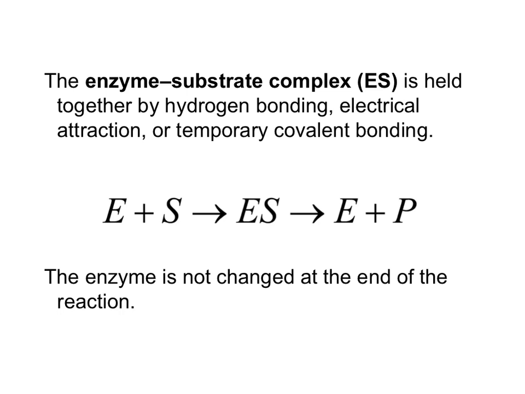The enzyme-substrate complex, which is abbreviated as ES, is held together by hydrogen bonding, electrical attraction, or temporary covalent bonding. Typically, we write the reaction like this: enzyme plus substrate yields the enzyme-substrate complex. Then the reaction continues and you're left with an enzyme and product. It's important to note that that enzyme-substrate complex is unstable and that the enzyme is still in the reaction at the end and available to keep doing the same chemical reaction. The enzyme is not changed at the end of the reaction.